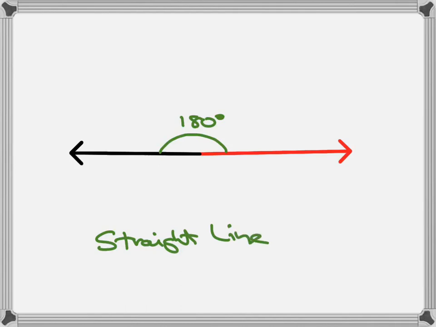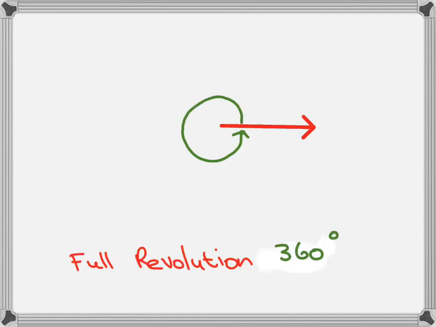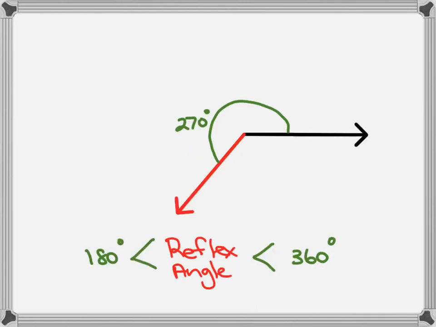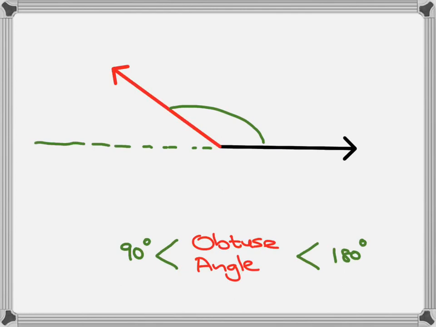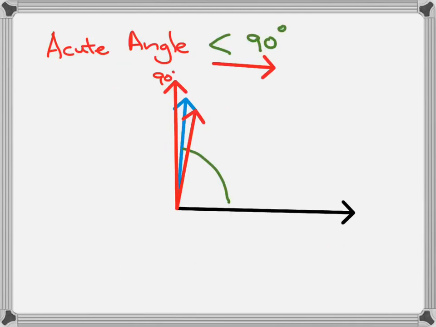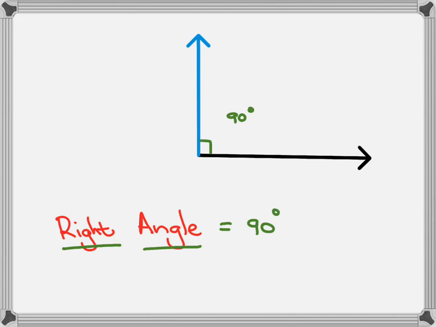Right, so that's been a good revision for you. We use all of these names. Remember, let's just look at them. Straight line. Let me go back to the previous slides and just revise them. A full revolution. A reflex. An obtuse. An acute angle. And a right angle. Okay.